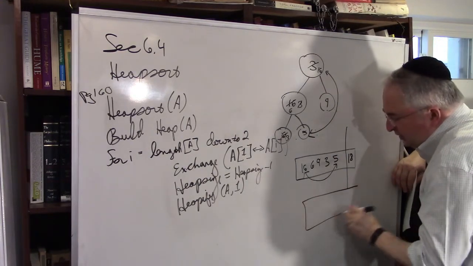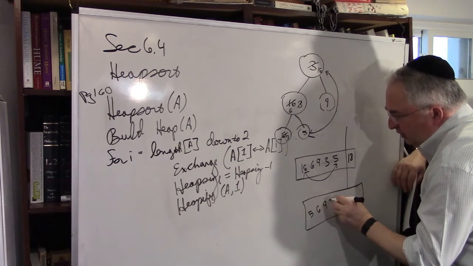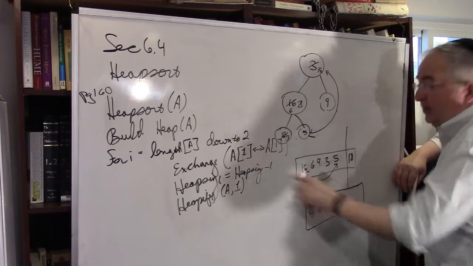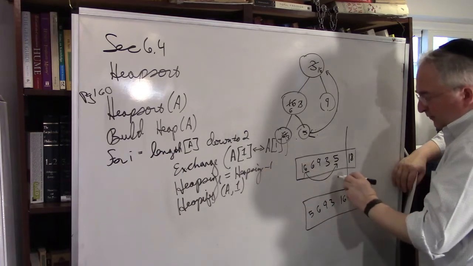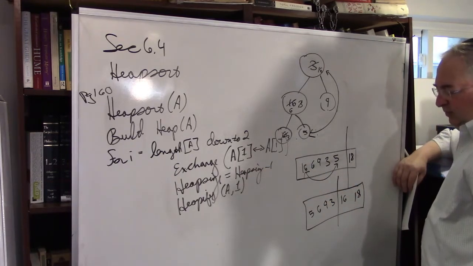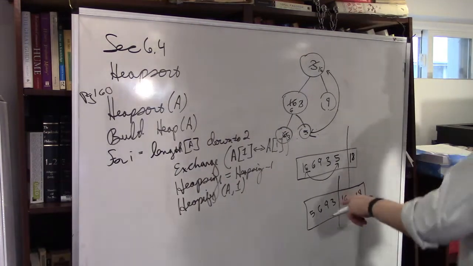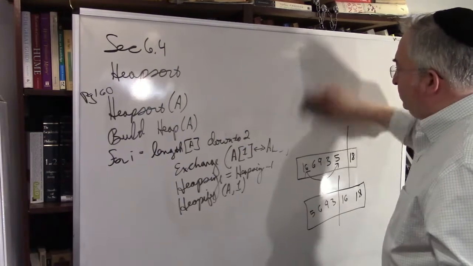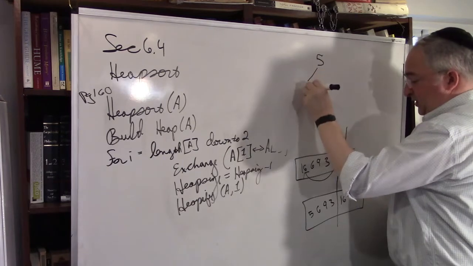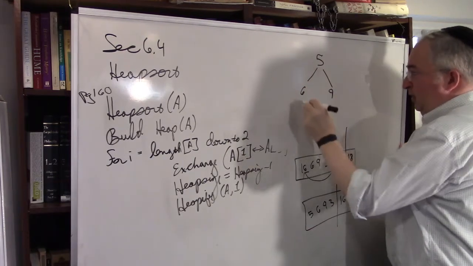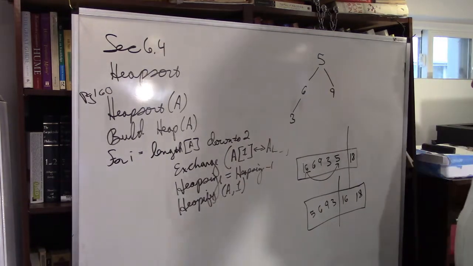So let's do that. What we get is 5, 6, 9, 3, 16. Then heap size equals heap size minus 1. Don't forget the 18, it's still there. That's the new heap size. Let's write this as an almost binary tree, which is not a heap anymore. So it's 5, 6, 9, and he has a child 3. Now your heap has only 4 elements.